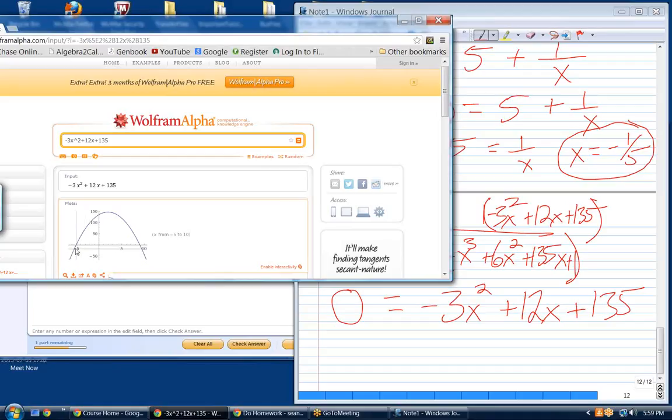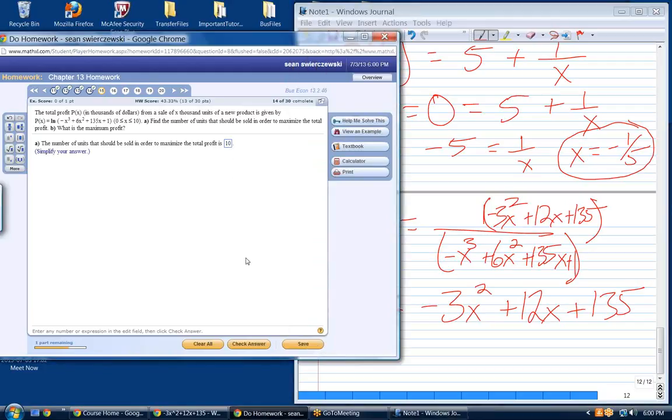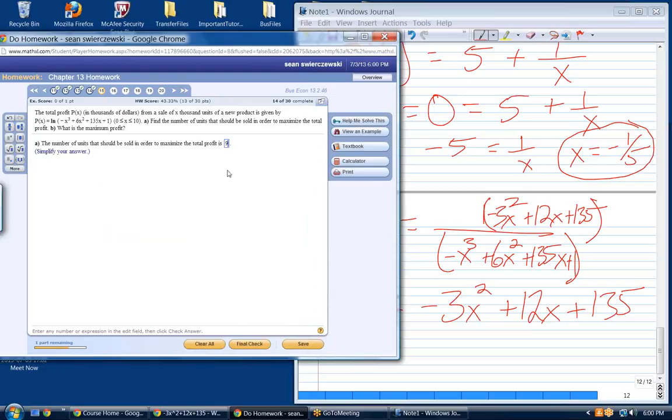Well, we can't make negative 5 units anyway. But we will produce a maximum profit when we're producing 9 units. So, we need to figure out what's the number of units that should be sold. That's 9. Thousand. It's not going to let me do it, is it?